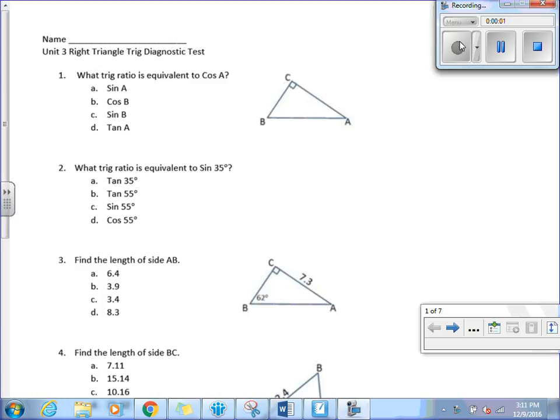Guys, this is the practice or the quiz that we took today. It's called a diagnostic test. It's counted as a quiz grade. So I'm going to try to work through this as quickly as possible.